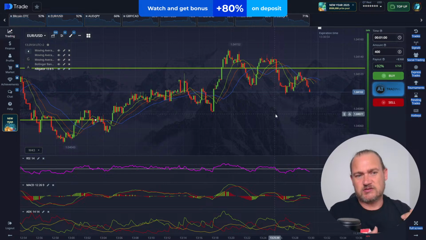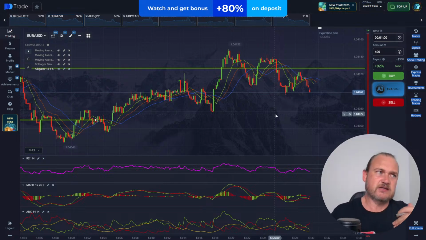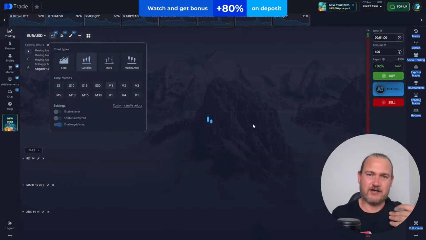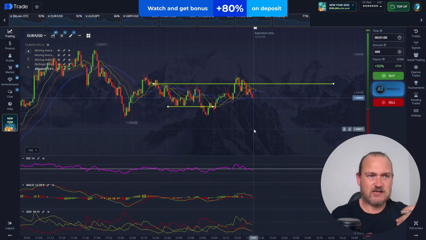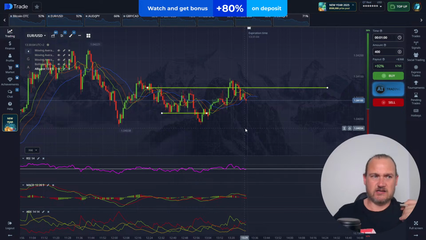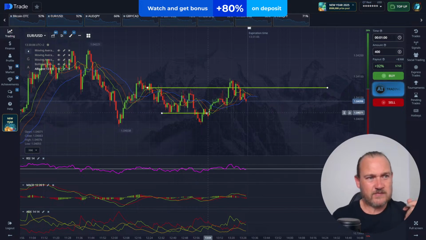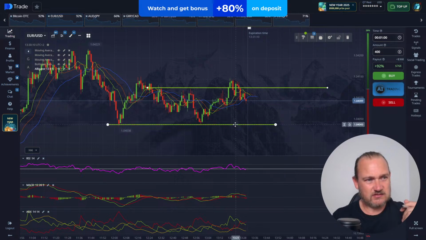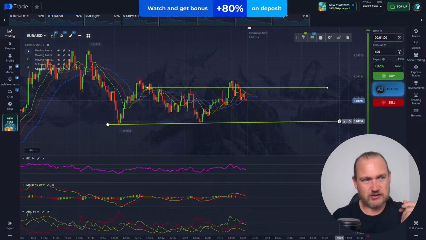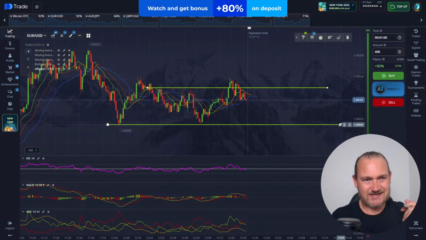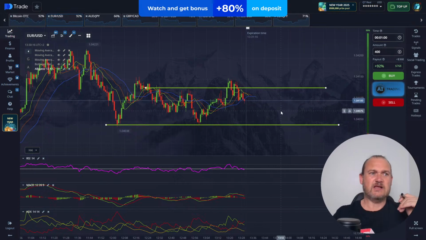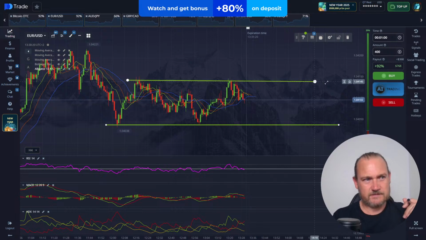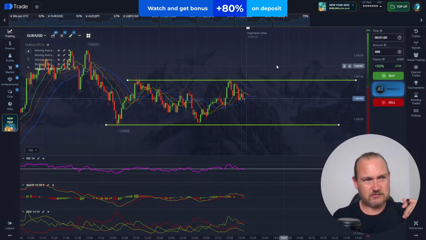It's very important to remember that the alligator is first of all a trend indicator, and secondly, it is a lagging indicator. So it's very important to know that it's not an indicator we can use by itself. It's a pretty bad idea to use this by itself.